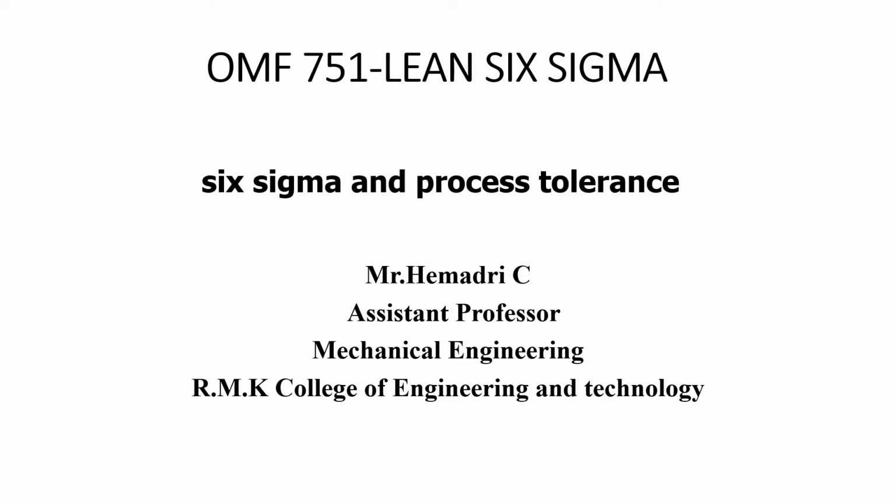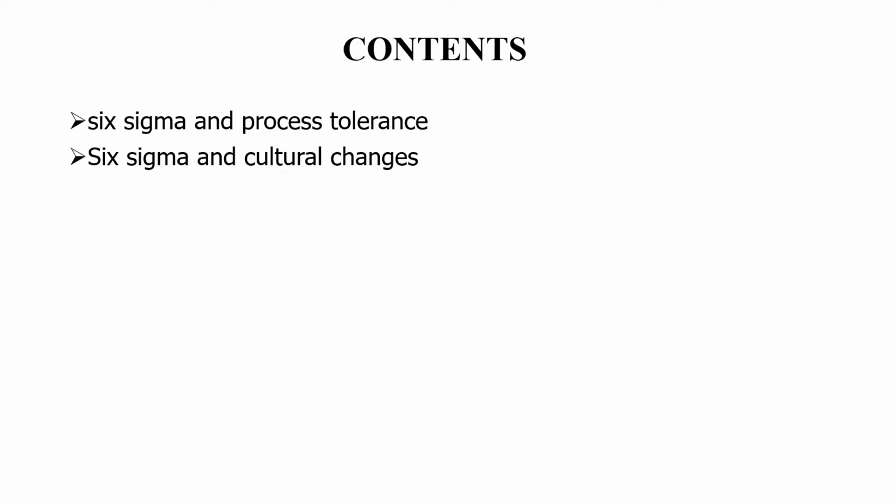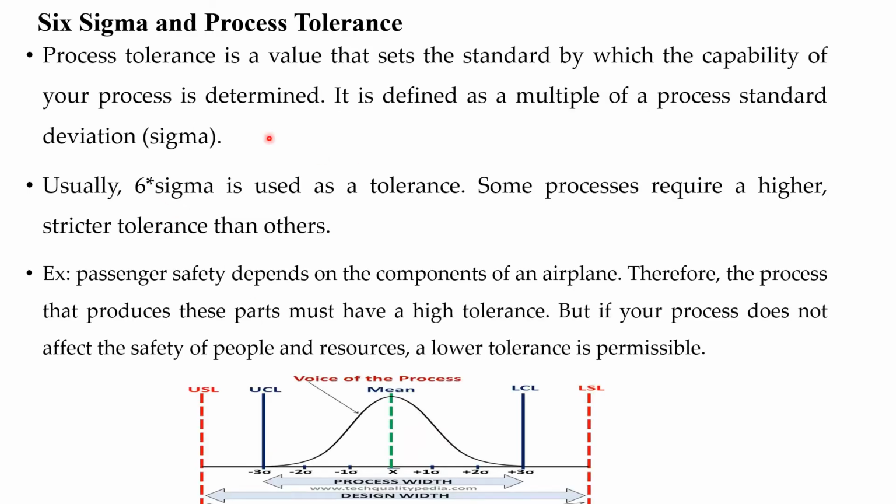Today I am going to discuss Six Sigma and process tolerance, and Six Sigma and cultural change. First we will see process tolerance. It is a value that sets the standard. By using this, your process capability can be determined. It is defined as a multiple of the process standard deviation, called sigma. We usually call it Six Sigma, and we can call this a tolerance.